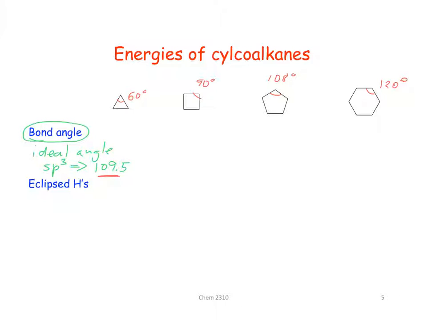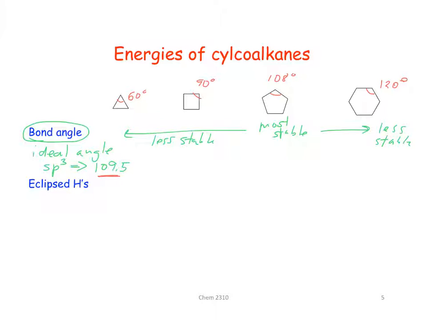So what would be the trend in stabilities? What would we predict? We would predict that cyclopentane should be the most stable, and then it's going to get less stable going in each direction. Okay, so that's just based upon angle strain.